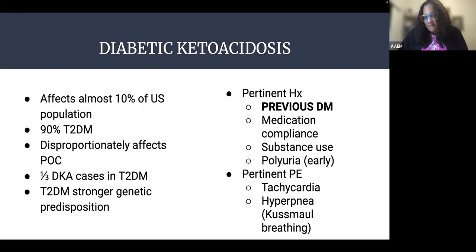What's our pertinent history when we're considering DKA in the differential? Do they have a history of diabetes? What's their medication compliance? Do they have a history of substance use? And are they having polyuria? On physical exam, are they tachycardic? Do they have hyperpnea, which means Kussmaul breathing, which is one of those things that once you see it, you'll never forget it, and you'll always be able to identify it.